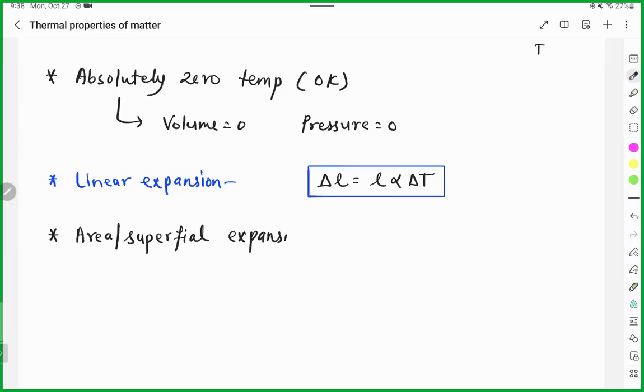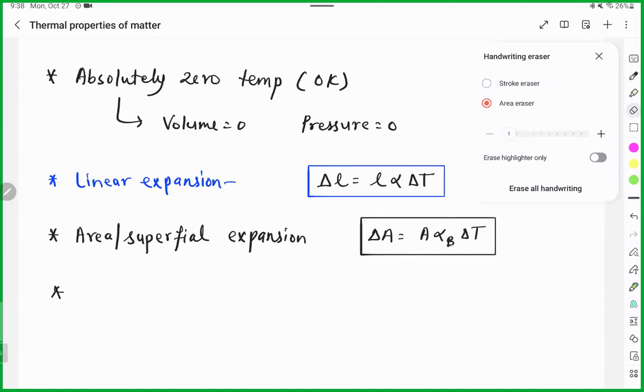ΔV is equal to V α_L ΔT, that is, α_V V ΔT. Chandana, what is the V alpha B? Yeah, alpha A. So it's your choice which symbol you want to use. If you want to use alpha A, that is fine.